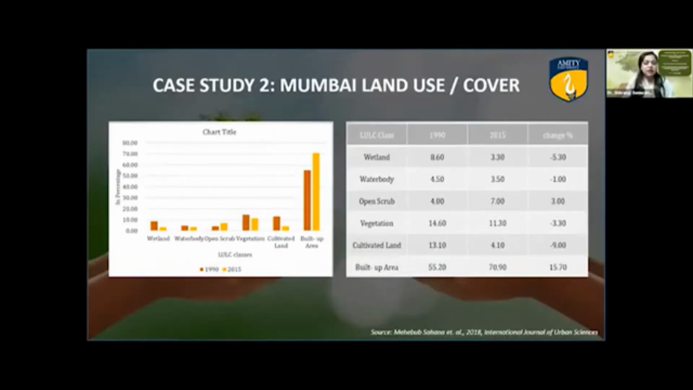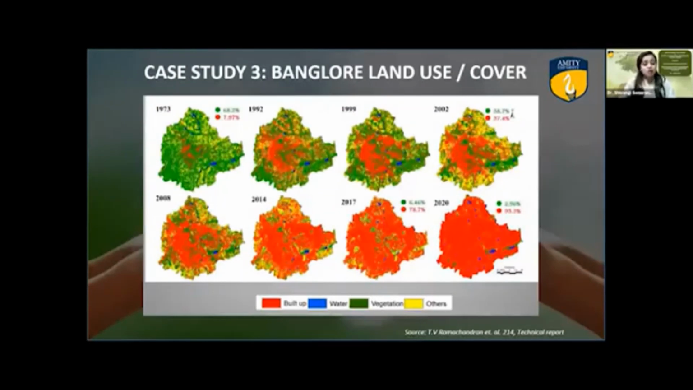As you can see that 55.20% of the city was covered with built-up area in 1990, which was increased to 70.90% in 2050. So this is also one of the powers of geospatial technology to provide the accurate quantitative analysis of the land use pattern, which is otherwise very difficult. So there is actually a rise in the informal settlement or slums in Mumbai, which is legally unjustifiable. The third case study is of Bangalore.